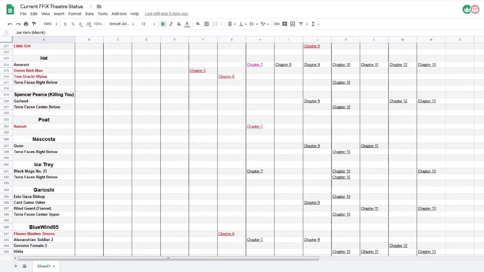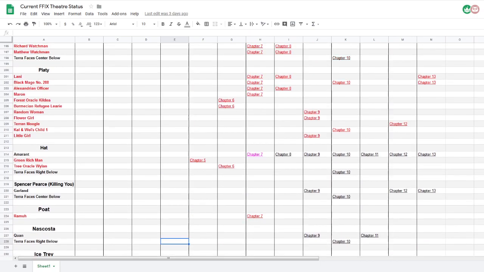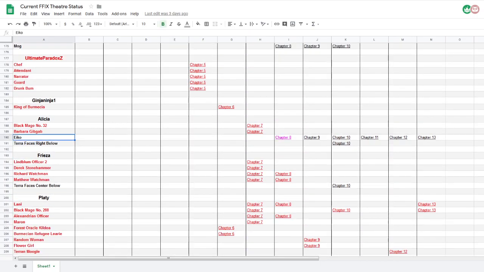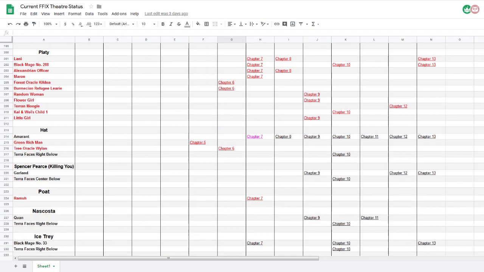Now, obviously, say Nascosta here has to do lines for Quan in Chapter 9 and Chapter 11. This should be fairly self-apparent, and I do hope that it is. He also needs to do the Terra Faces right below, which is in Chapter 10. Any given character, I shouldn't have to explain this. Aiko has lines in Chapter 8 through 13, but no lines in Chapter 1 through 7. That's how that works.